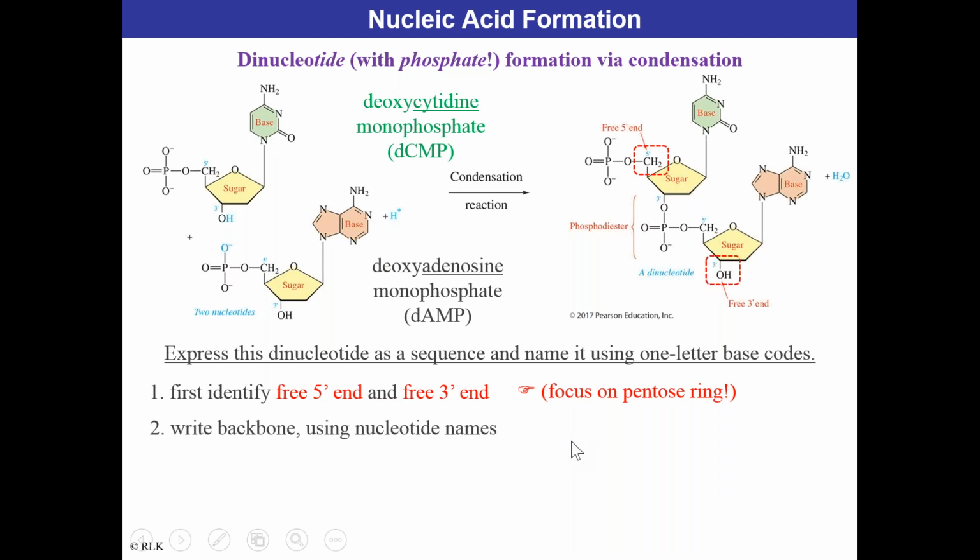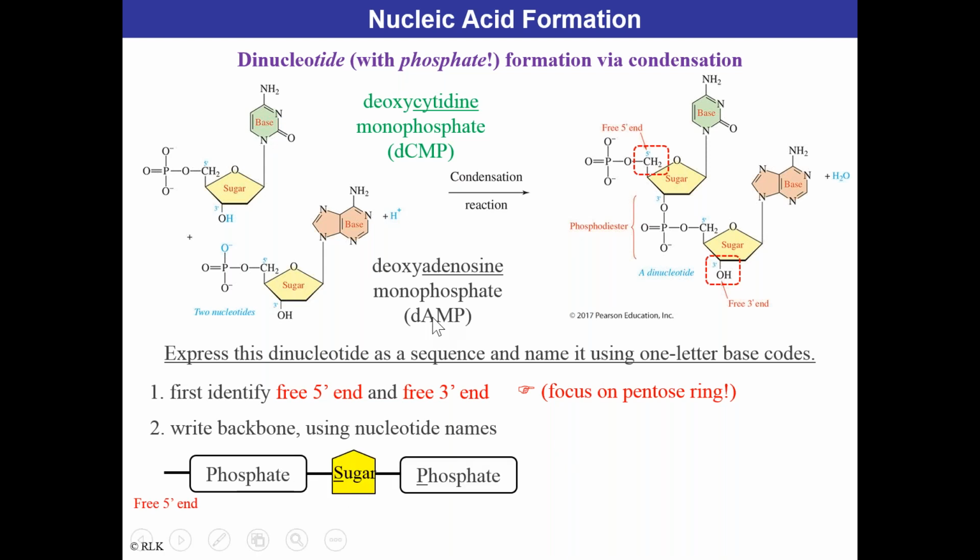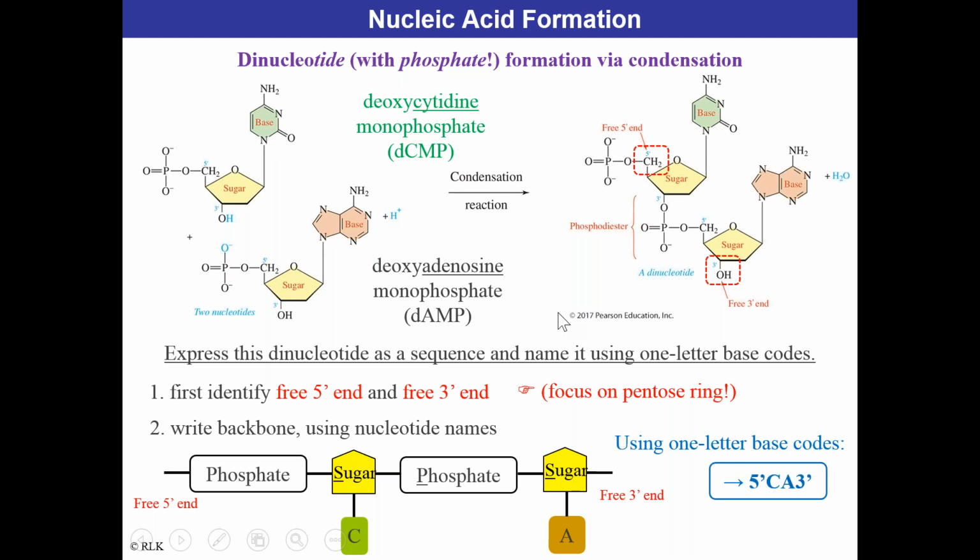And so then you write the backbone and you use the nucleotide names. So you have the free 5' end, you have obviously the phosphate, you have the sugar, you have the phosphate, because that's what it's linked, phosphate, all that stuff. And then you have your free 3' end. That's the backbone. The bases come later. Those are the offshoots, okay? And what you do is you just label these then using the nucleotide name. You have the cytidine and then you have the adenosine, okay? And then use the one-letter codes.